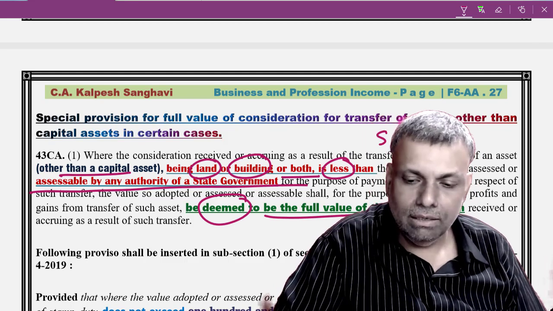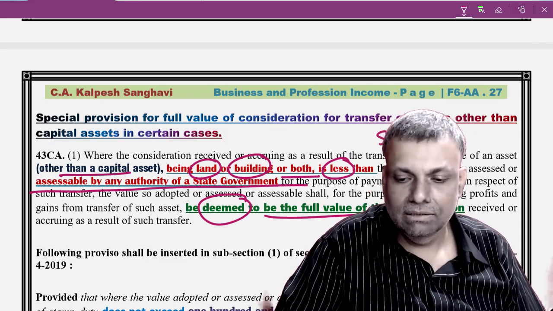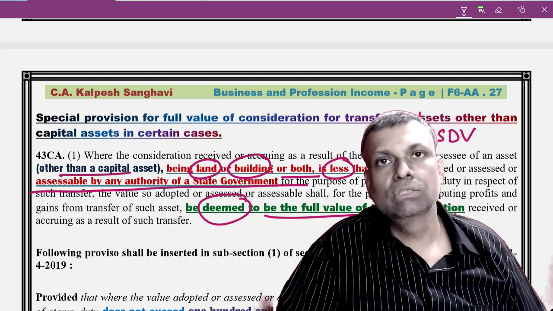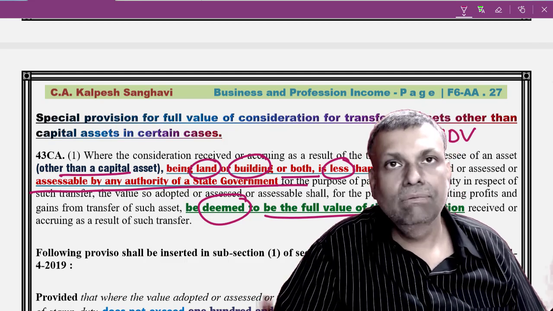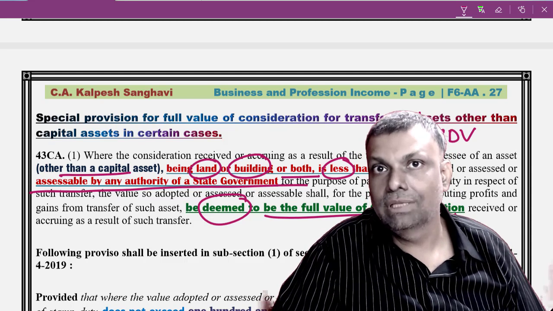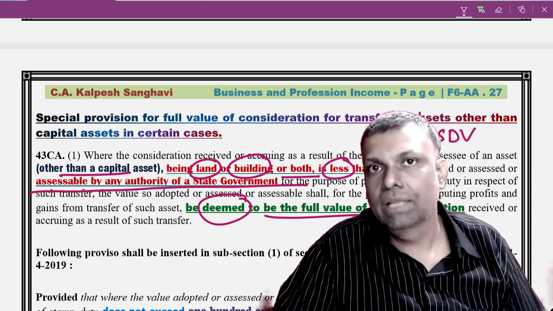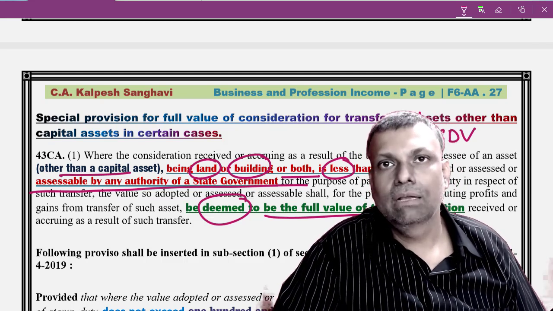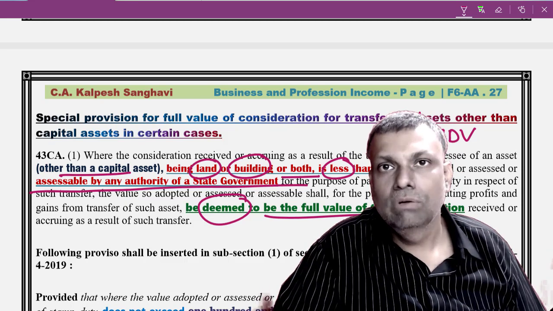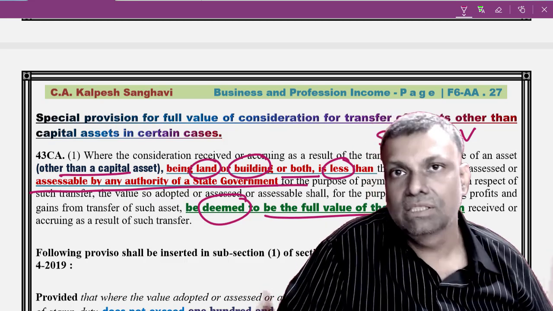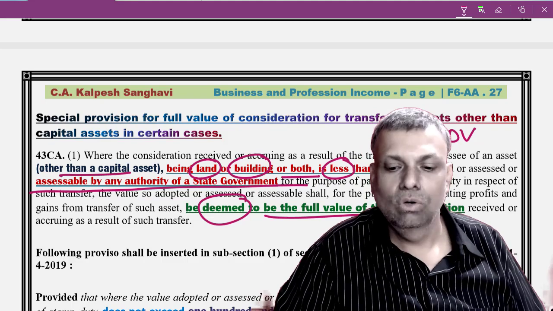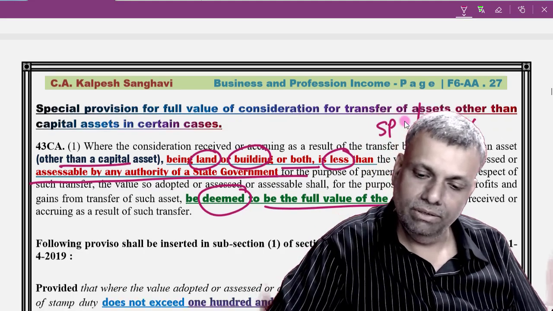So you want to compare the actual selling price with the stamp duty value. This is what you want to compare. If in the selling price you have done undervaluation, that means if the selling price is less, then the stamp duty value will be taken as the full value of consideration. That means the selling price considered relevant will be the stamp duty value. However, now an extra point. Okay.